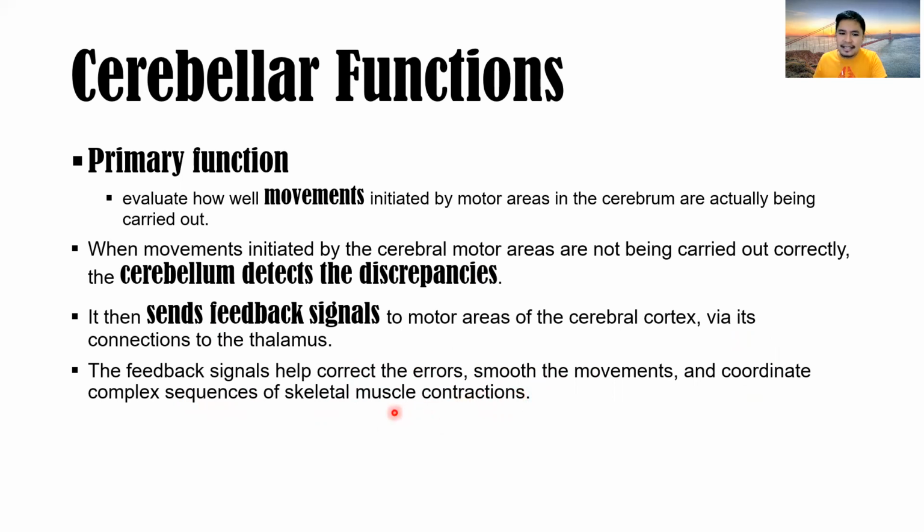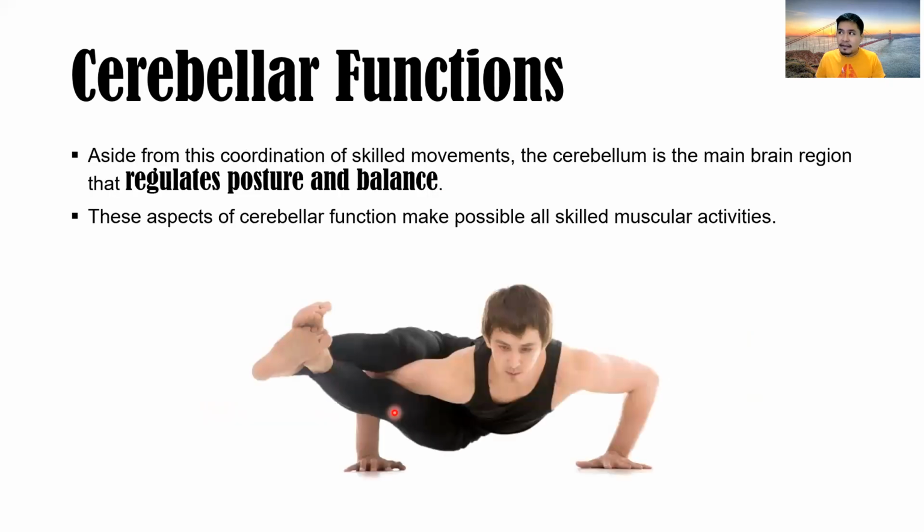So all of this helps in the movement and balance of the body. So what are complex skeletal muscle contractions? Movements like running, or even simply walking, and certain balances in the body.